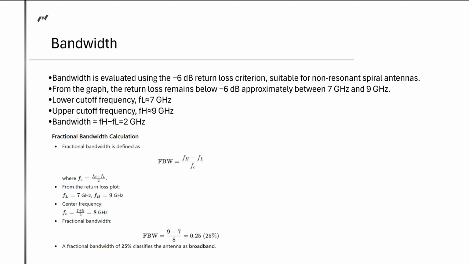The bandwidth is evaluated using the -6 dB return loss criteria, which is suitable for non-resonant spiral antennas. From the return loss graph, the antenna operates effectively from about 7 GHz to 9 GHz, giving a bandwidth of 2 GHz. The center frequency is 8 GHz, resulting in a fractional bandwidth of 25%, which clearly indicates broadband performance.